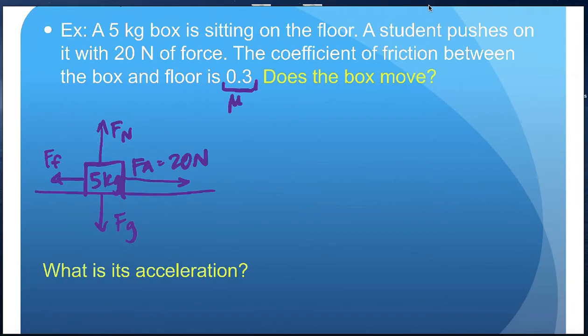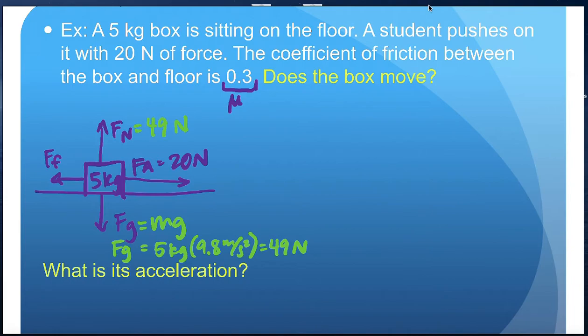So we're going to start by finding the weight because that's easy to do with our Fg equals mg formula. And so the weight is going to be 5 kilograms times 9.8 meters per second squared. And that gives us a weight of 49 newtons. Okay, we know that Fg equals Fn, right? The normal and the weight have to be the same if our box is sitting on the floor and not falling through or rising up.